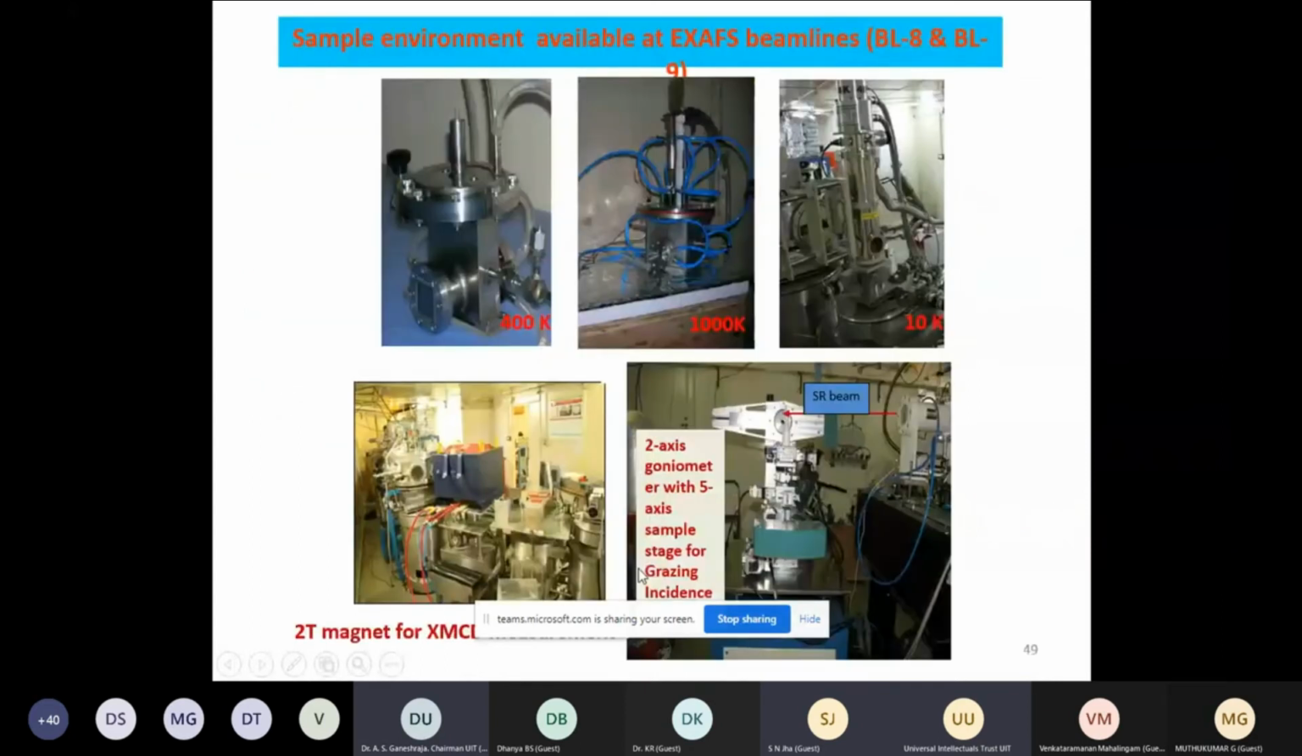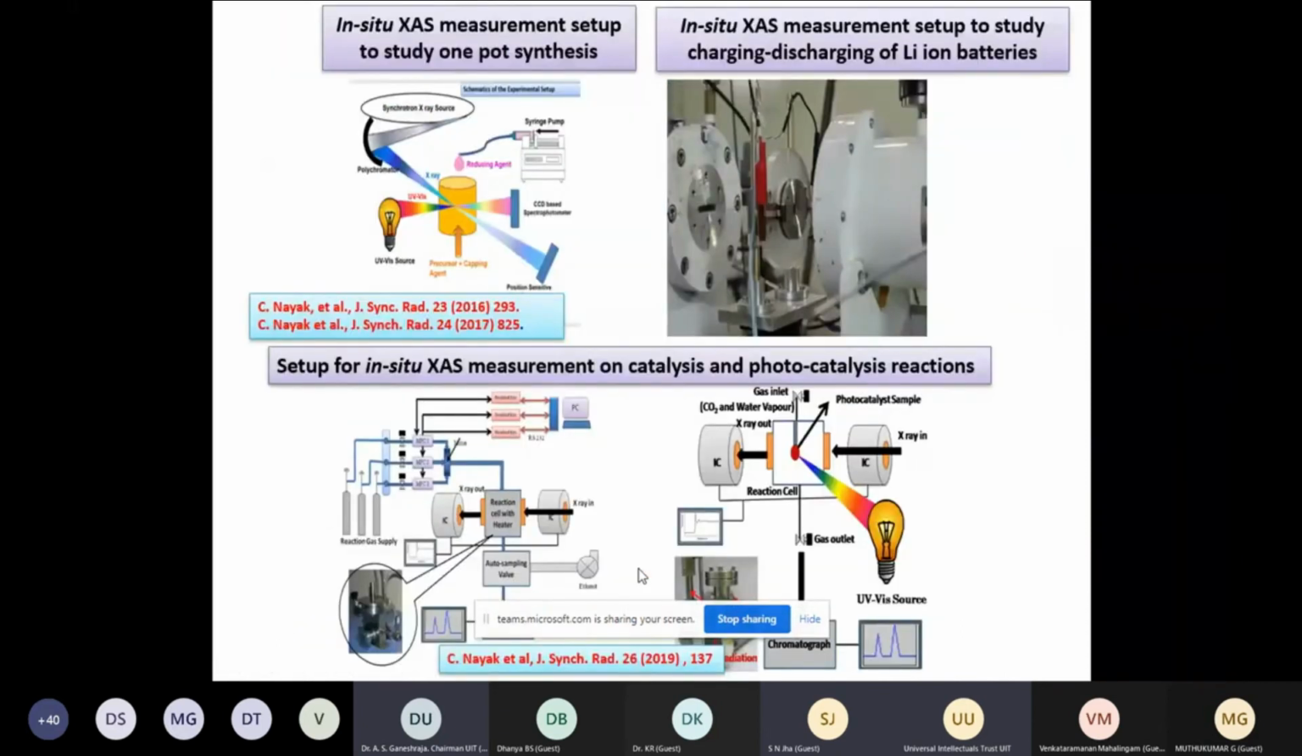So these are some of the view graphs of the facilities here, and this is the setup view graph for the in situ XAS measurement setup. This is the in situ XAS measurement for lithium ion batteries. Then the setup for catalysis and photocatalysis reactions. More details we can see in this reference paper.